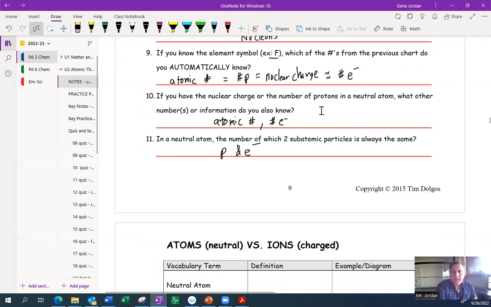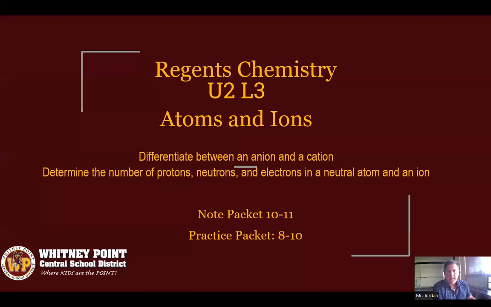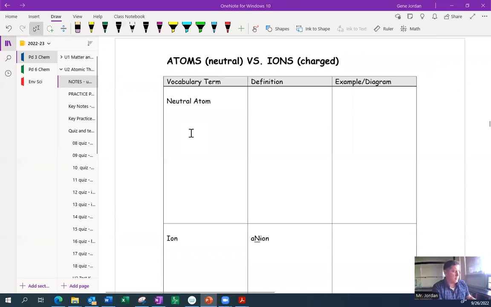All right, let's jump now to page 10. This is actually what we're working on today. I want to bring up the main slide here. We're going to differentiate between an anion and a cation. We're going to determine the number of protons, neutrons, and electrons in a neutral atom and an ion. So let's talk about neutral atoms first.